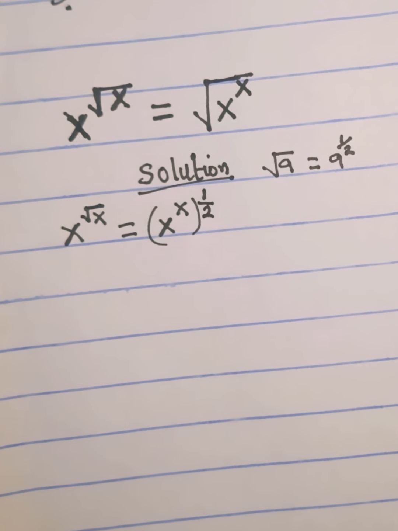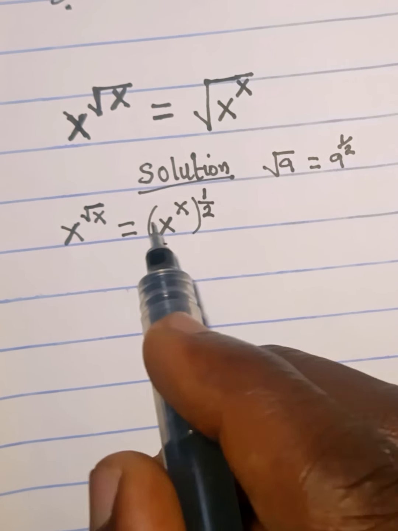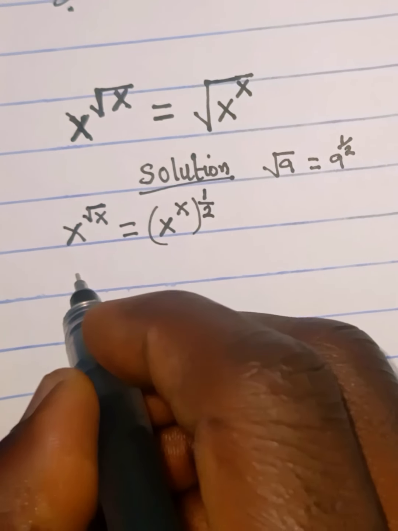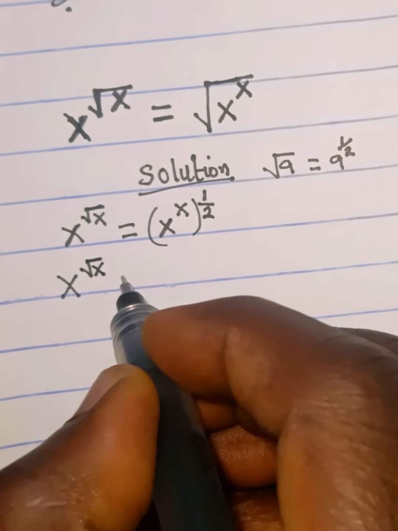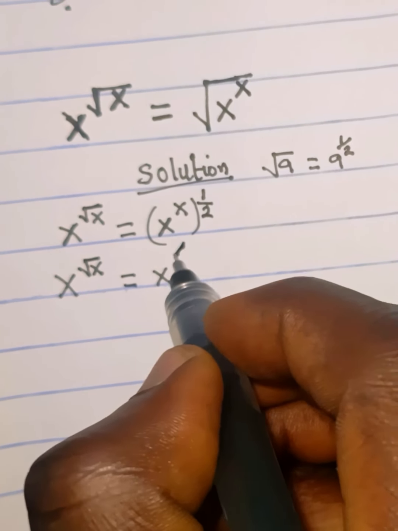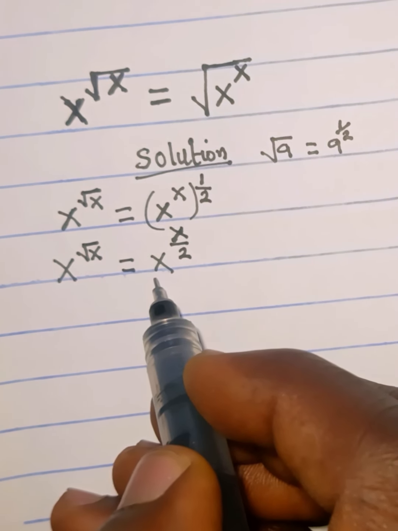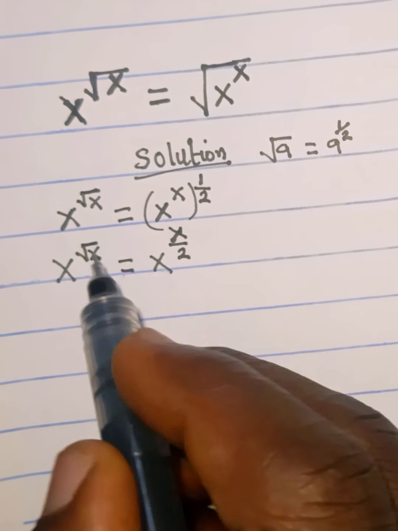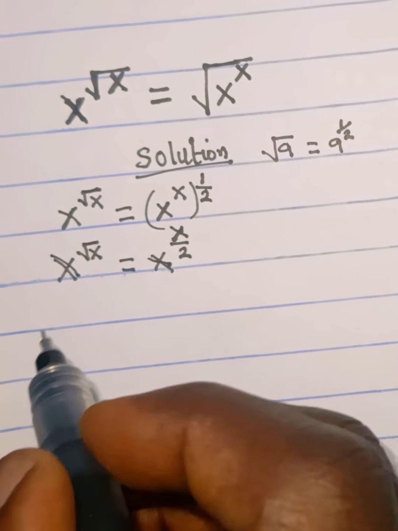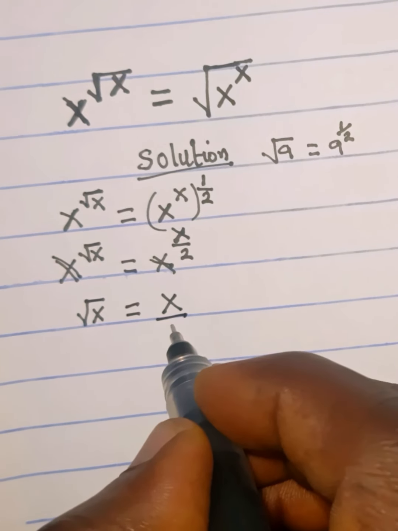Now the next thing we're going to do is to recall the power property of exponents. When we have x raised to the power of a number and all is raised to the power of another power, we can multiply the two powers together. So we have x raised to the power of square root of x, which is equal to x, then x multiplied by 1 over 2 is going to give us x over 2. Now what do you notice? We have x and x, the bases are the same. And when we have the same base, that means the powers are also the same. Now we're going to cancel out the base, then we equate the powers. The first power is square root of x, which is equal to the second power, which is x over 2.